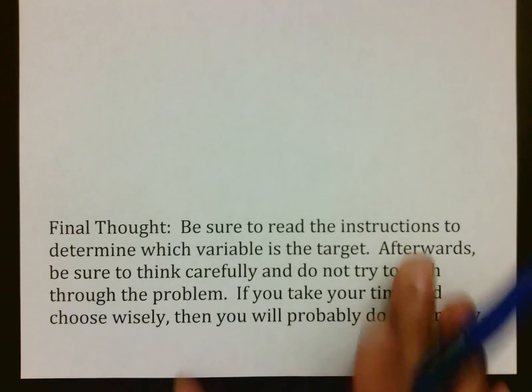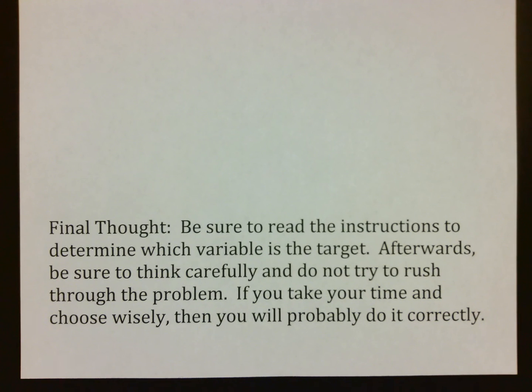The final thought here is to be sure to read the instructions to determine which variable is the target. If it says solve for m, make sure you understand that m is it. If it says solve for e, you have to make sure you know which letter you're aiming at, otherwise you're going to make the wrong moves. Afterwards, just be careful to think carefully and don't try to rush through the problem. As long as you know what your target is and as long as you choose wisely, you'll probably do it correctly. Or again, if you're having issues, be sure to bring it up so I can try to guide you in the right direction.